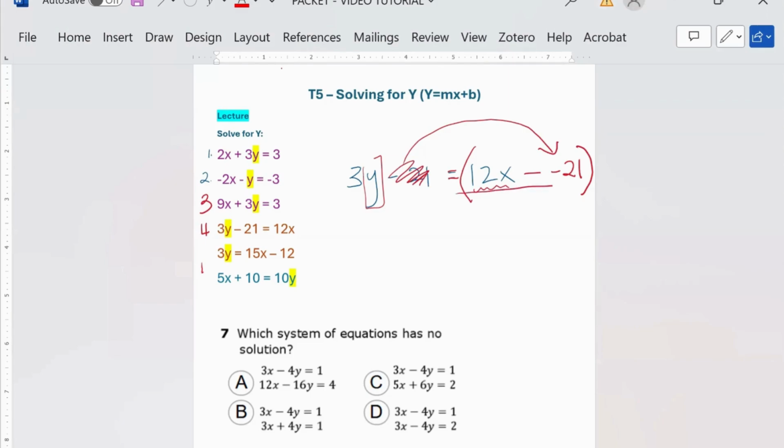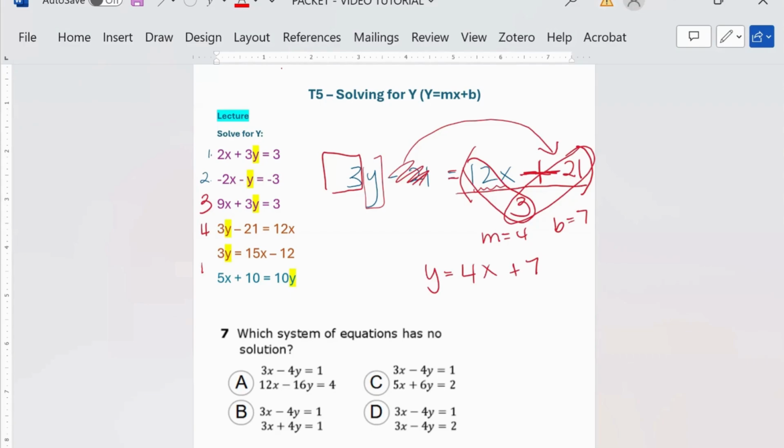And then I'll divide everything by this number, positive 3. So if you notice, it's my slope, 12 divided by 3, that's my slope, which is 4. So my y equals 4x. And then negative and negative turns to a positive. So 21 divided by 3 is 7, plus 7. So that's my equation of a line.